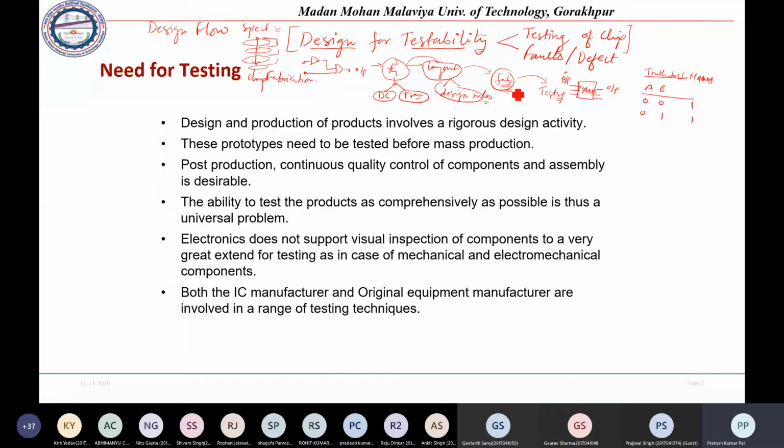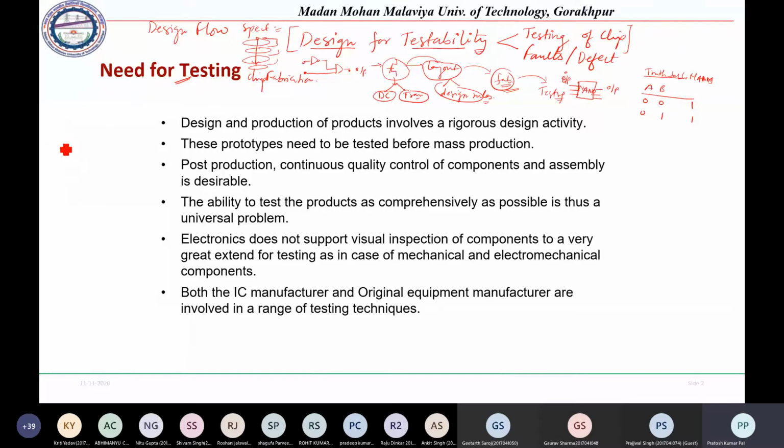After the chip has been fabricated, we have a chip that has inputs and outputs. We will go for testing this fabricated chip. What are the different faults that can occur in this chip? We will see that, and how the testing can be done. So what is the need for testing? Why is there a need for testing?